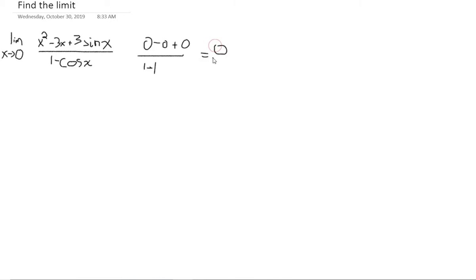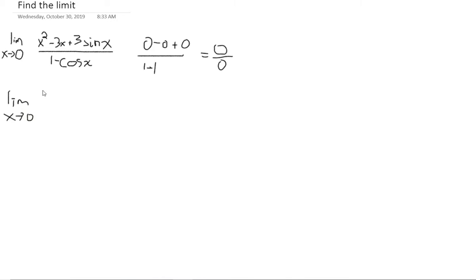So now we have to use L'Hopital's rule. We can't use our factoring method here because there's not really a polynomial. We have sines and cosines, so we know we can't really do any factoring techniques here. Let's go ahead and take the derivative. Let's rewrite our limit statement really fast. Limit as x approaches 0.